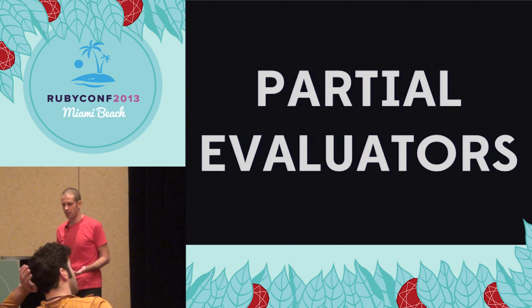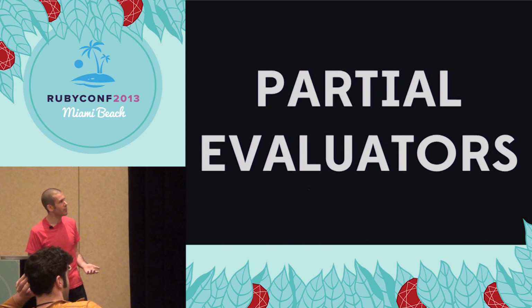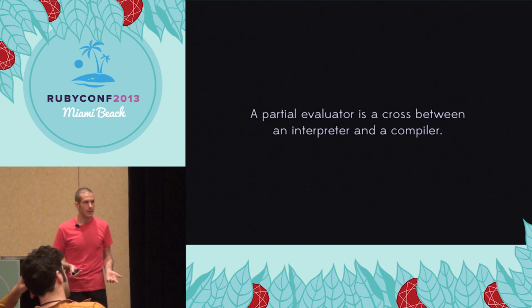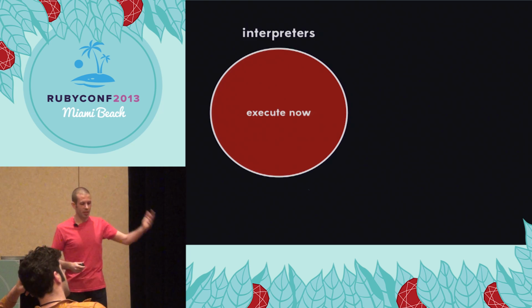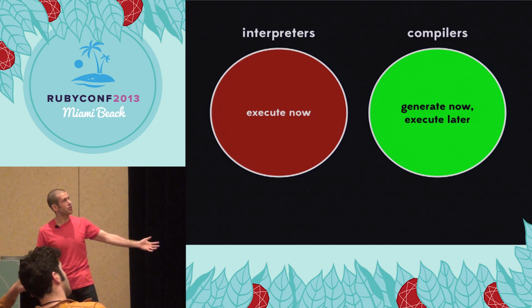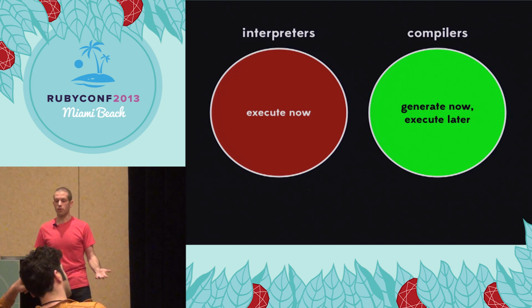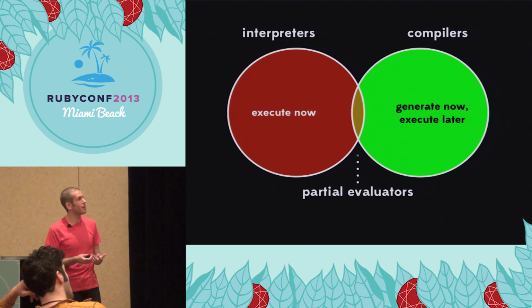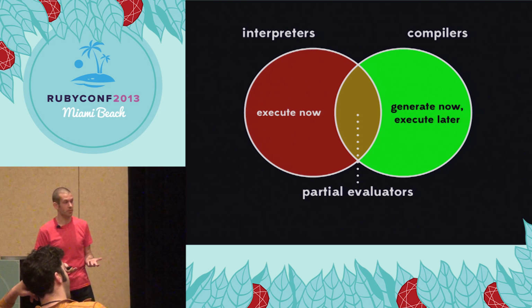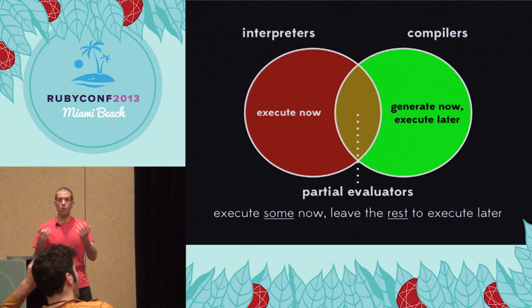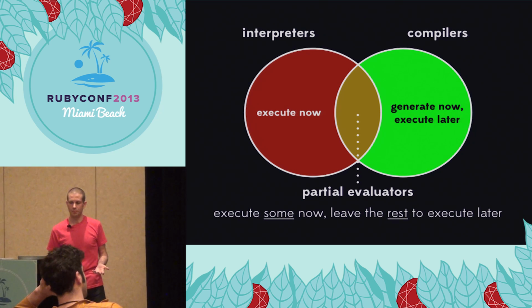So I want to tell you about a third kind of thing, which is like interpreters and compilers, and these are called partial evaluators. Now, a partial evaluator is like a cross between an interpreter and a compiler. An interpreter does this job of executing a program right now, and compilers do this job of generating a program now and then executing it later. Partial evaluators live in the middle. They're like a hybrid of these 2 things. They execute some of the code now, and then leave the rest of it for execution later.